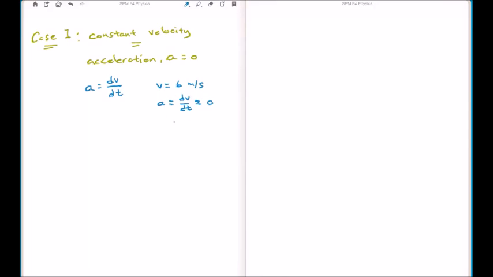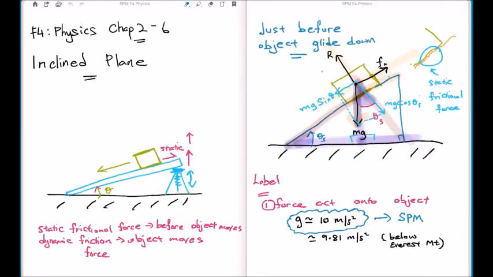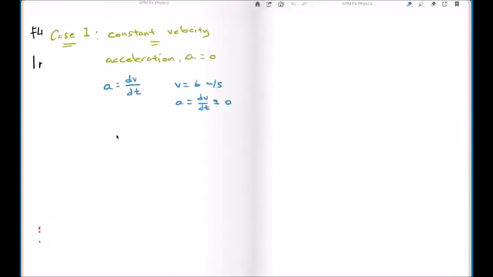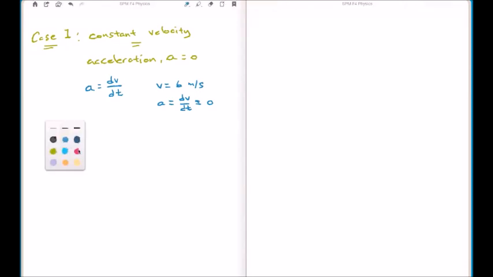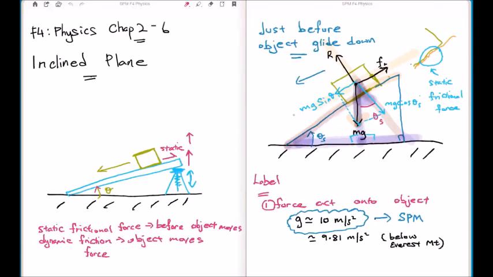So in the event that acceleration is 0, based on this inclined plane, when this object is going down the hill at constant velocity, what happens is the mg sin theta, what's mg sin theta? Here. This mg sin theta is equal to the frictional force. Or, put it the other way, if I define positive as going downwards, going down is positive, yes.